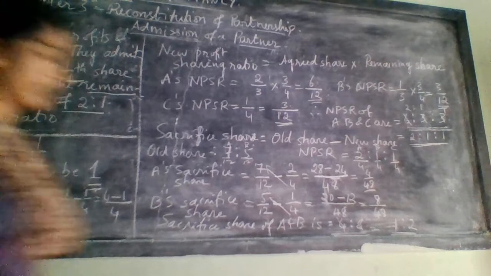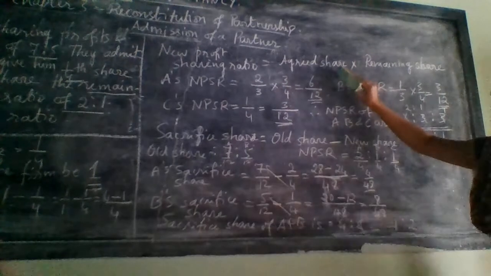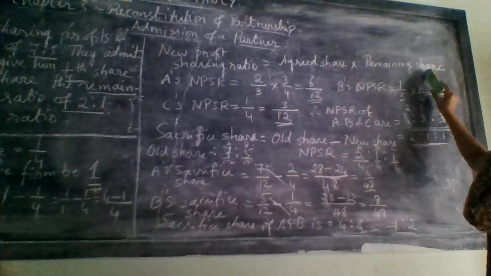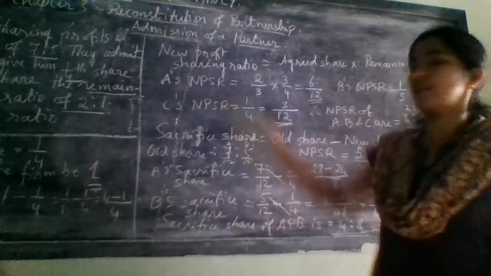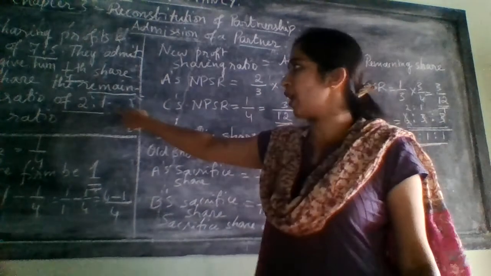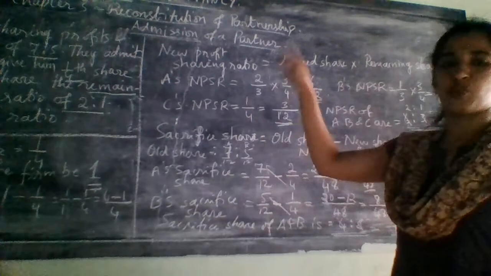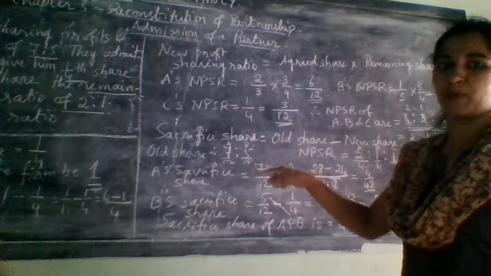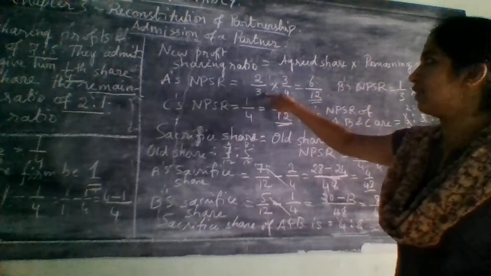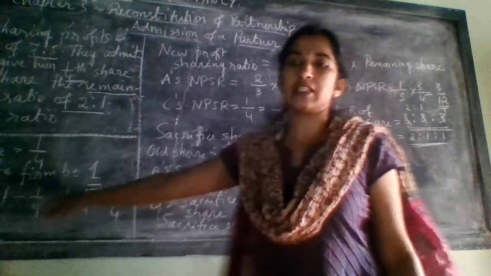How will we calculate the new profit sharing ratio? To calculate the new profit sharing ratio, it is agreed share into remaining share. So first we will calculate for A, whose agreed share is given in the problem. Lastly they will give that as 2:1. 2:1 means 2 by 3 and 1 by 3 when you write it as a proportion. So 2 by 3 for A into the remaining share, which is the same for both partners, that is 3 by 4.